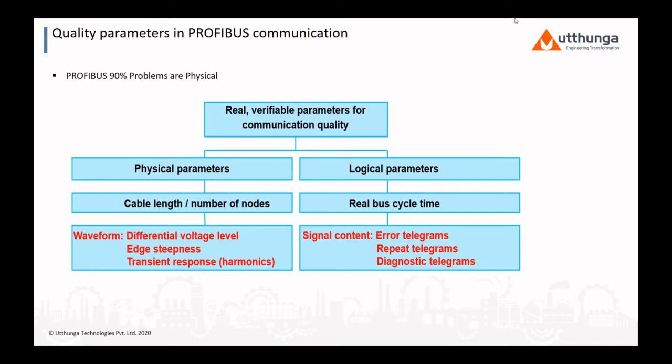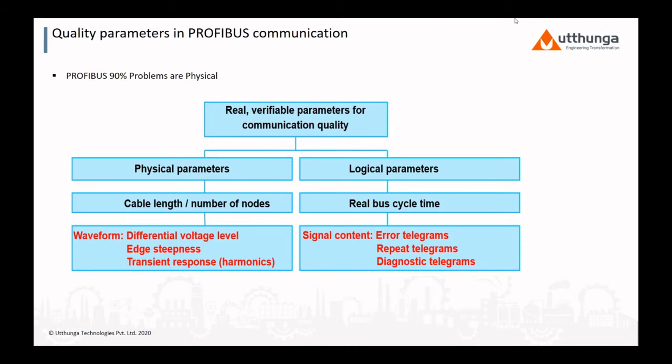Logical issues are very few by comparison. Logical issues mean if some of your nodes have errors, if your nodes have some backplane error, or if you are adding nodes and the number of nodes in the network is more. These kinds of logical errors are quite few in the PROFIBUS network.